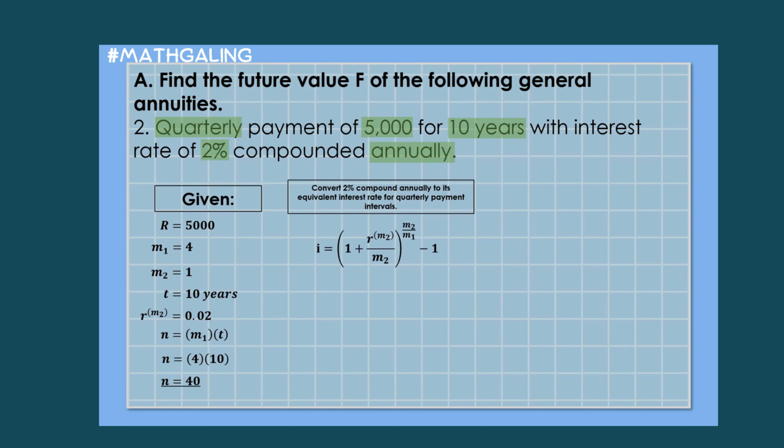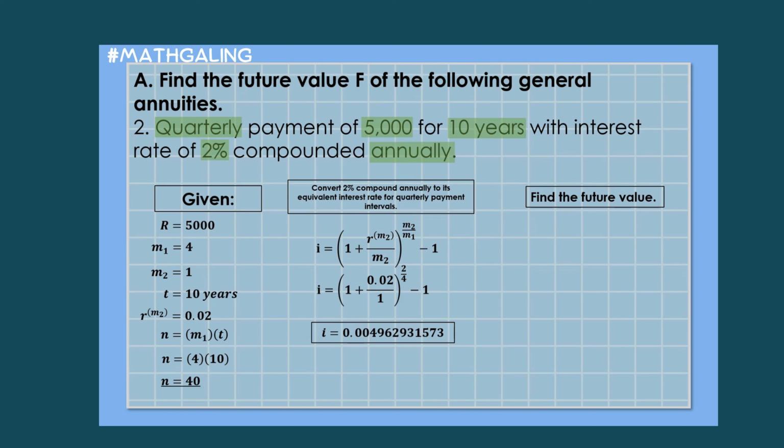So here's the equation. 1 plus r over m sub 2, raised to the power of m sub 2 over m sub 1, minus 1. Converting it, it is now 1 plus 0.02 over 1, raised to the power of 1 over 4, minus 1. And the answer is 0.004962931573. And now, let's find the future value.